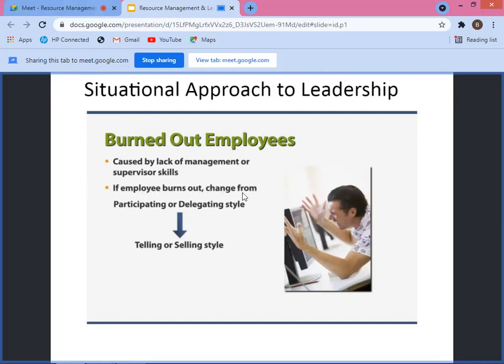If the employee in burnout changes from participating or delegating to telling or selling style, you have to have mentoring, encouragement, counseling. You have to really give guidance, mentoring, coaching. So go back to telling or selling style.